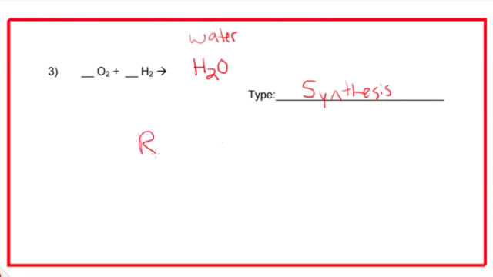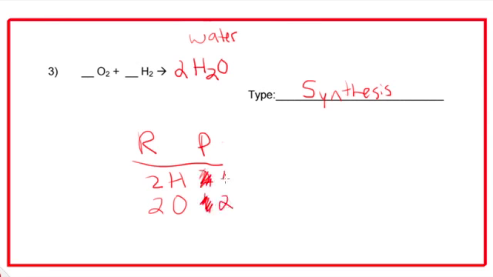Now, is it balanced? Let's check. I only have H's and O's. I have two H's on this side. I have two O's. I have two H's and only one O. Well, if two went in, two come out, which means now I have two, but I also have four, which means I need two of those to make four here. One oxygen reacts with two hydrogen to produce two water.